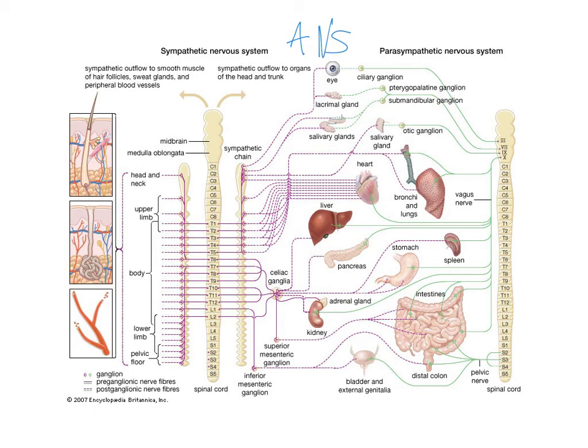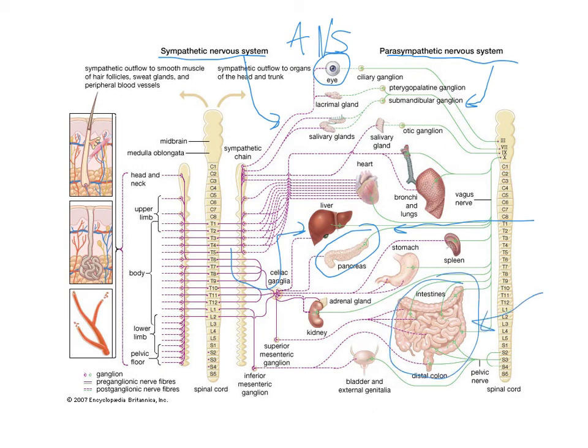So there are two divisions, and what we see between them, as you can see in the center of this diagram, is that the parasympathetic nervous system and the sympathetic nervous system both have nerves coming out and innervating organs like the eye. So we have parasympathetic and sympathetic input. We can also see the same thing with the pancreas, right? We have both parasympathetic and sympathetic input. Intestines, okay, both parasympathetic and sympathetic.